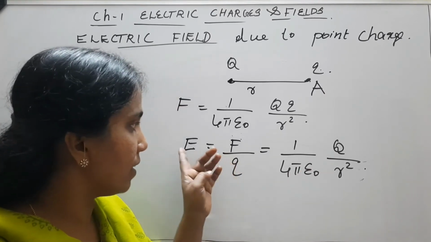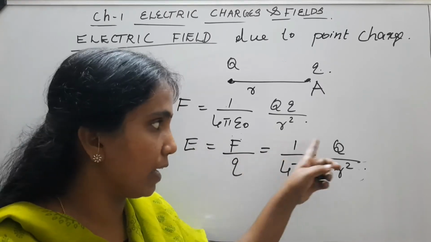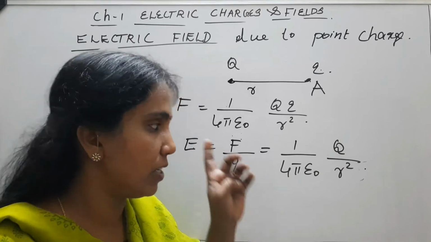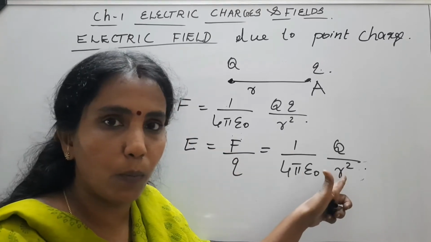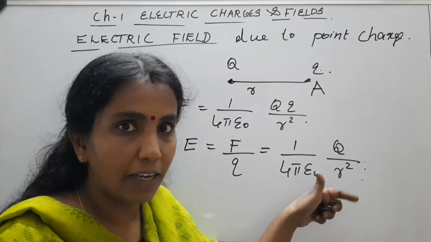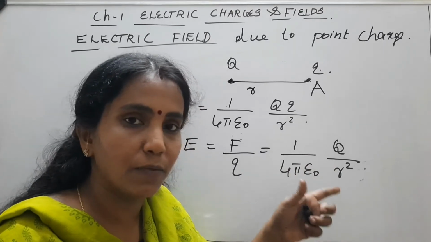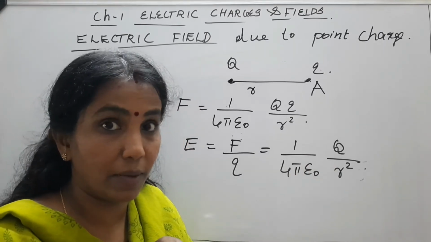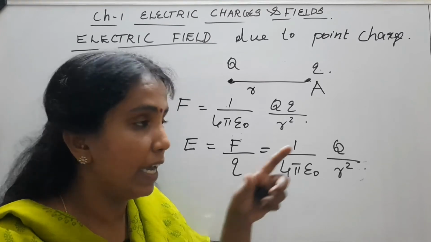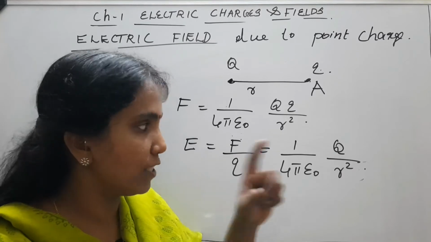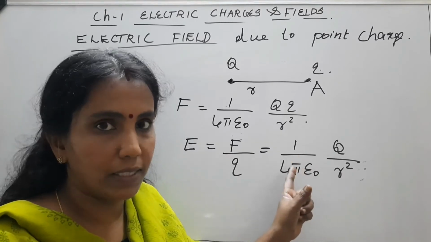It means that the electric field is directly proportional to the charge, and for a given charge, the electric field is inversely proportional to the square of the distance. That means the magnitude of electric field decreases as we go away from the charge. That's what we can conclude from this expression.